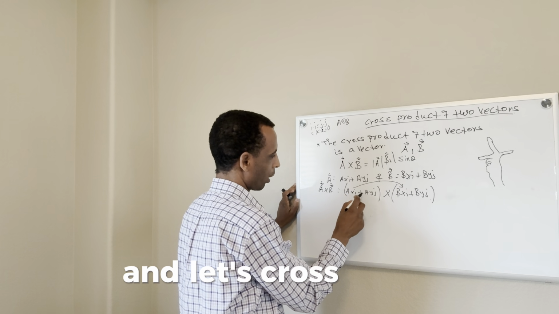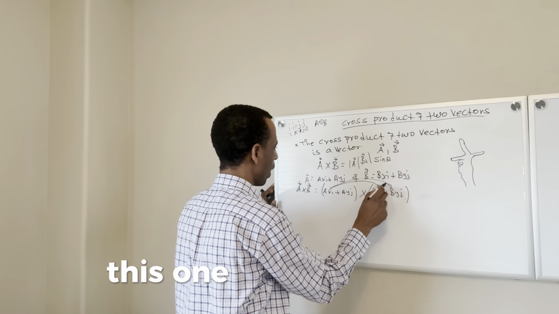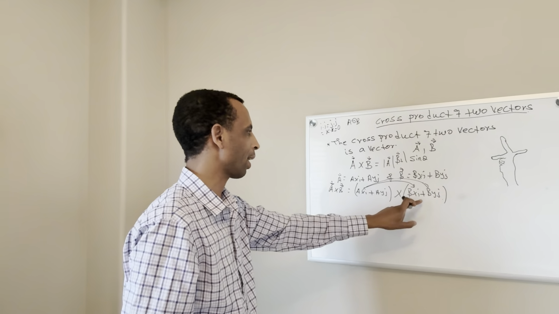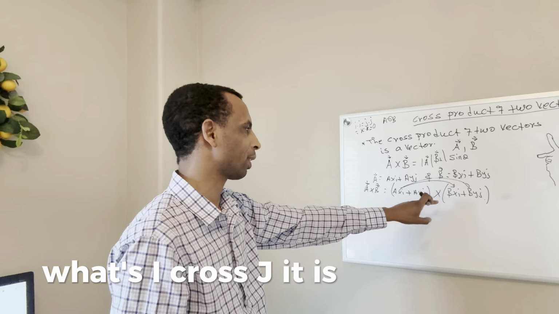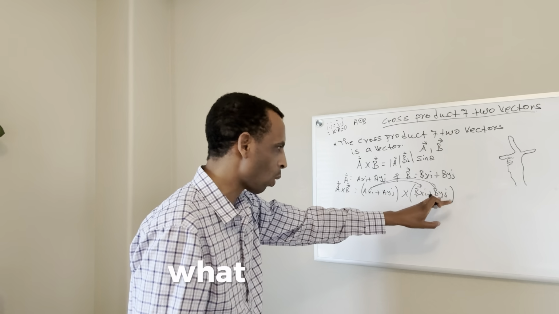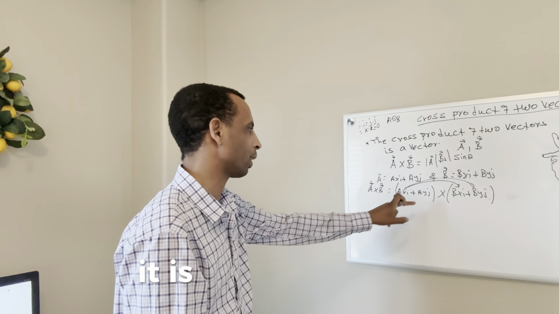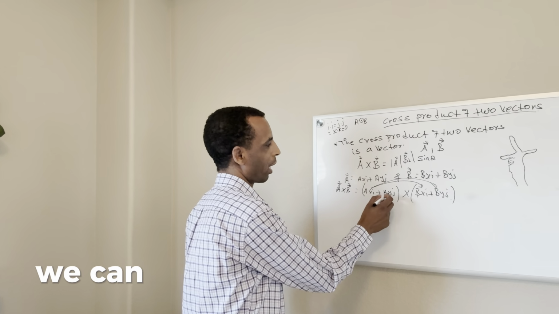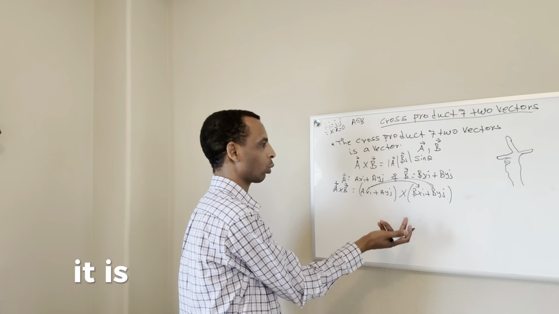Let's cross the next terms. What's i cross j? It is 1, in magnitude. And we cross the other terms: j cross j is 0, since they are parallel.